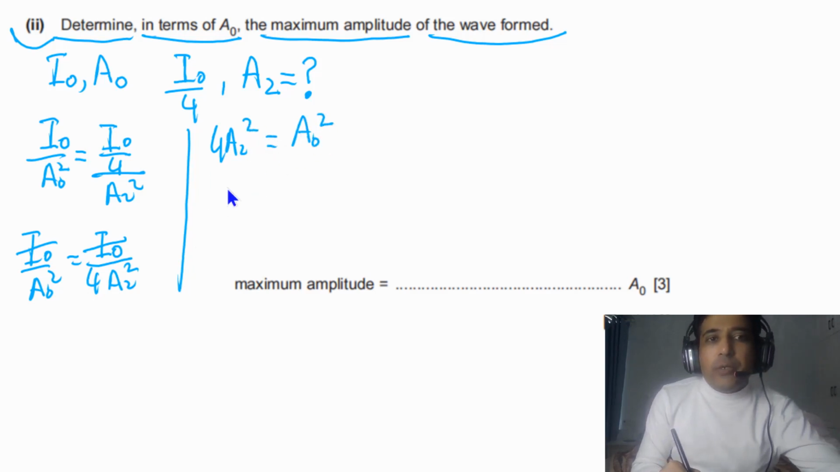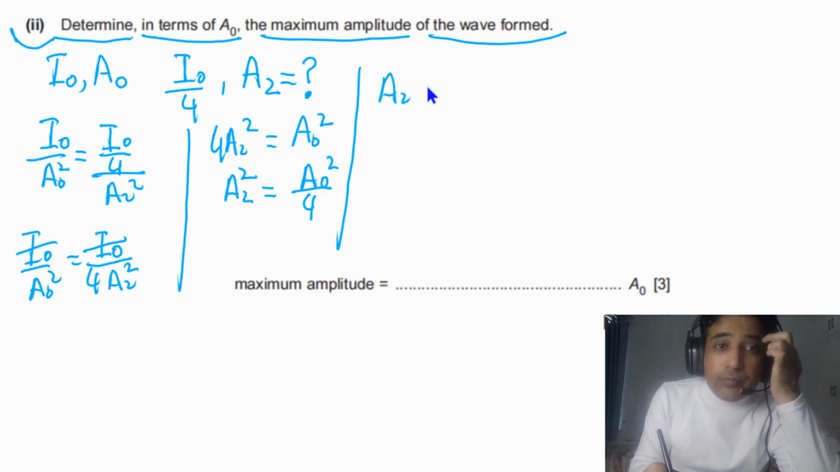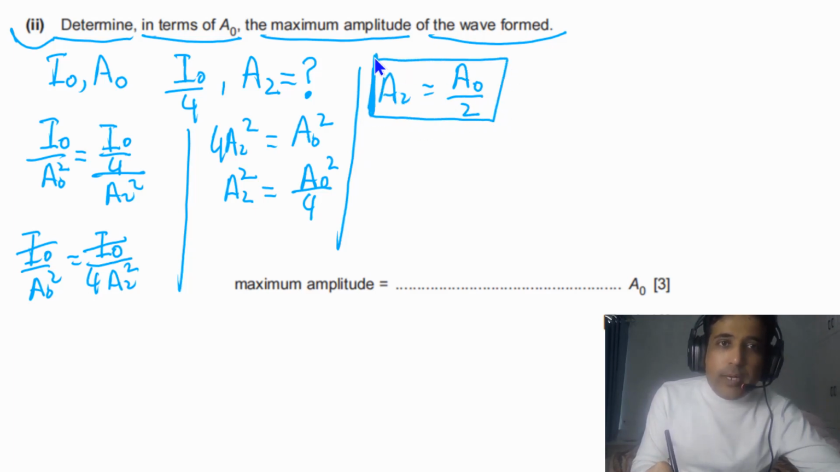We need to find out the value of A2. So we can write this as A naught square by 4. So this is A2 square. And from here we can write A2 will be equal to A naught divided by 2. Because if we take the square root on both sides, we get A2 is equal to A naught by 2. So A2 is half of the amplitude of wave 1.